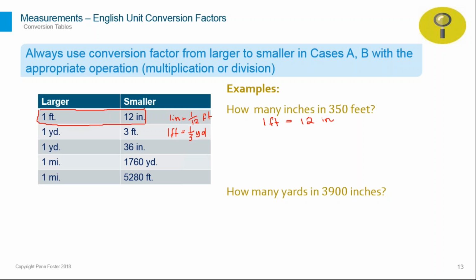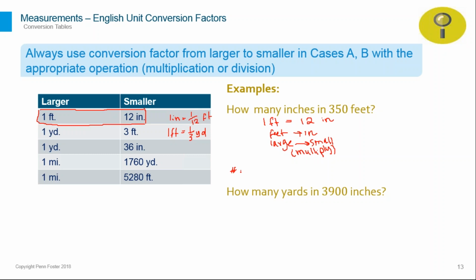I need to realize, am I changing big units to small units or small to larger units? Well, since I'm changing feet to inches, and from our experience in daily life, we know that a foot is larger than an inch. So in that case, we are changing large to small. And when you change large to small, you need to multiply according to the rule that we had in the previous slide.